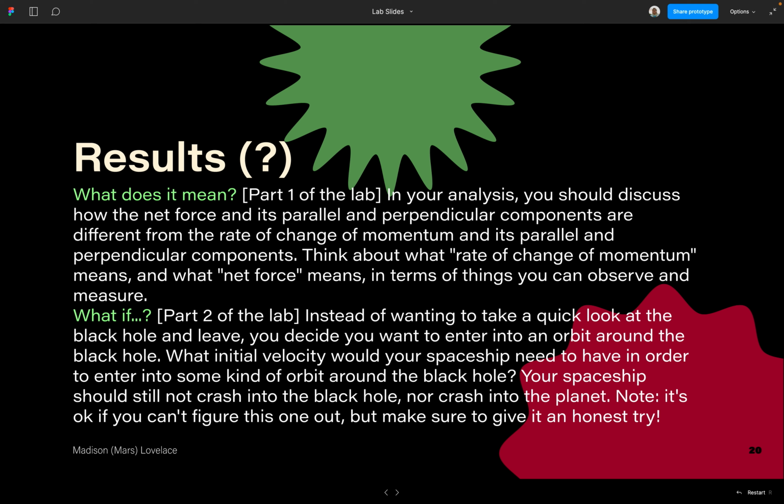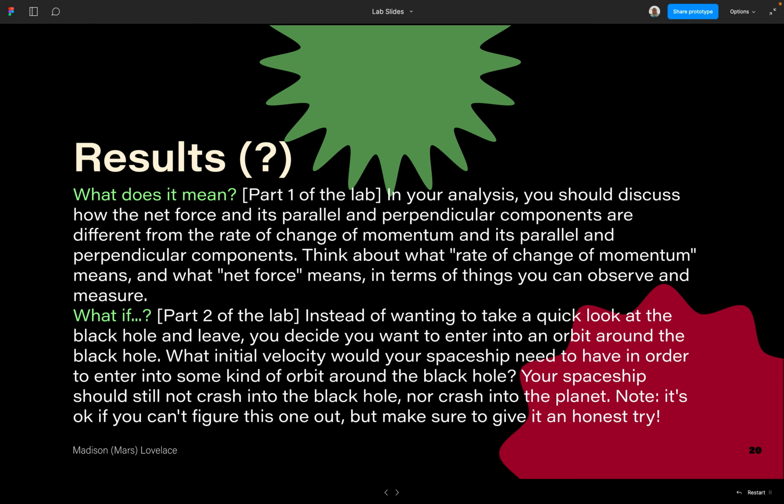So moving on: what if instead of wanting to take a quick look at the black hole and leave, you decide you want to enter an orbit around the black hole? What initial velocity would your spaceship need to have in order to enter some kind of orbit around the black hole? So I played around with this speed for a while, and I'm not sure what part 2 is asking for.